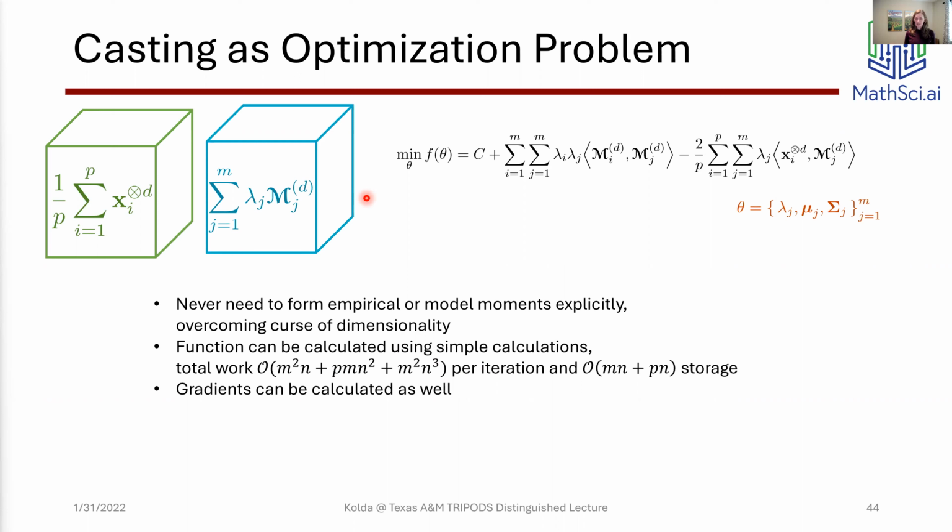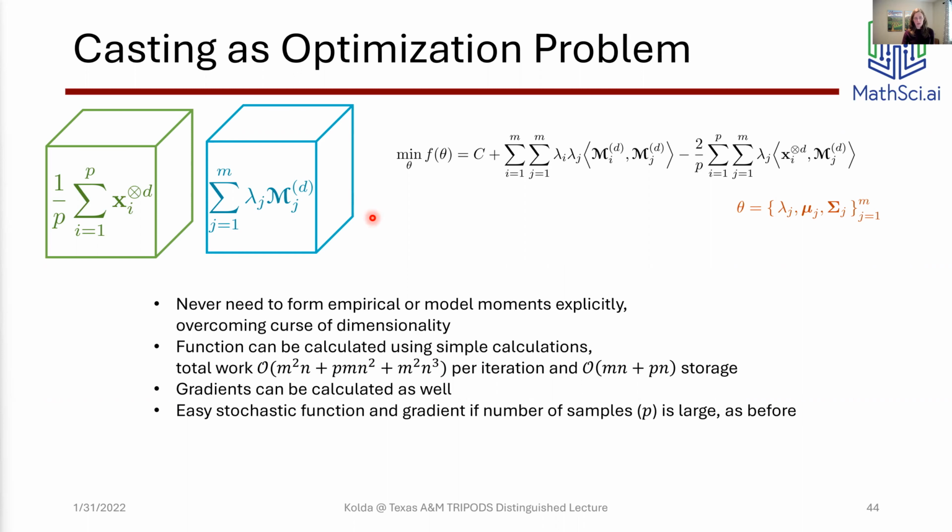The gradients can be calculated as well, again using something like the chain rule. I'm not saying it's trivial, but it can all be worked out, and a lot of those details are in the paper. And then again, we can do a stochastic formulation. If we have millions of samples, we can just take a subset to do an estimate of the function or the gradient for the application of something like stochastic gradient descent.